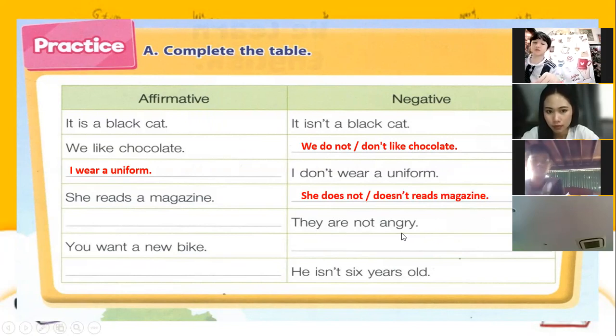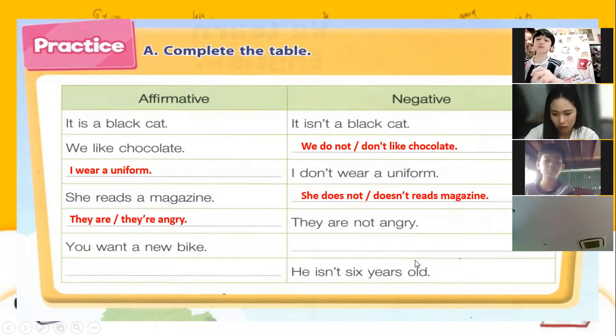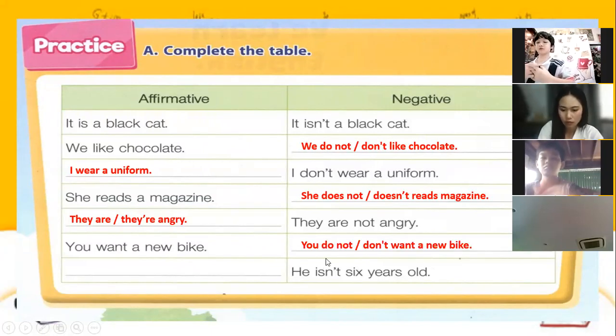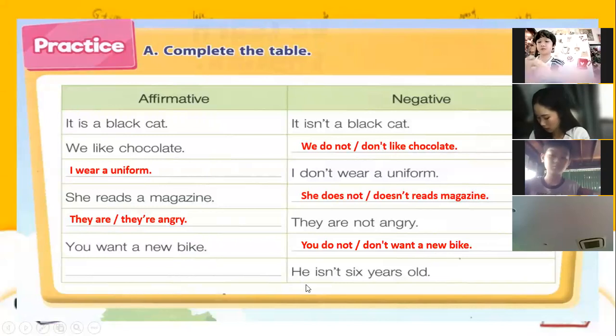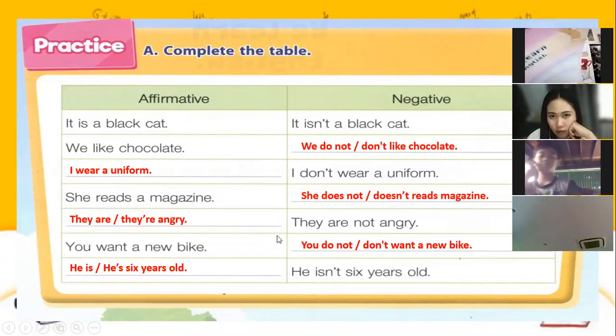Okay, now they are not angry. Negative. What will be the affirmative? They are angry. Very good. Okay, you want a new bike. Affirmative. What will be the negative? You don't want a new bike. Very good. Okay, now he isn't 6 years old. He's 6 years old, or he is 6 years old.